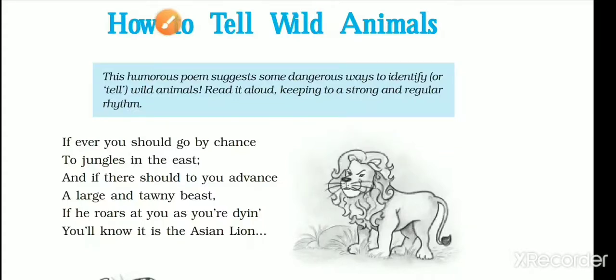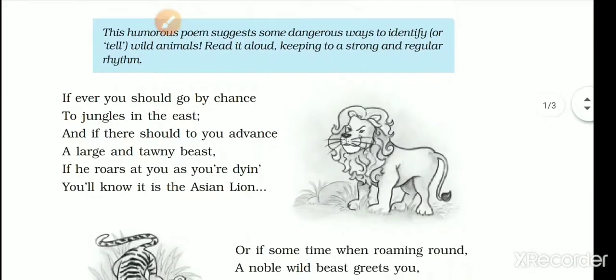Hello students, good morning. Today we are going to study the fourth poem of the First Flight, that is How to Tell Wild Animals. Here let's read the poem first, and then in this video you are going to understand the paraphrasing of the poem, the poetic words meaning, and the literary devices. So let's read the poem first and then we will do the paraphrasing.